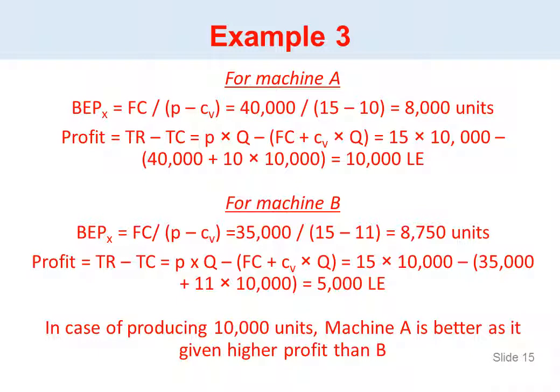At the upper part of the slide here is the profit for machine A. Total revenue minus total cost. You find out at production quantity 10,000 that you are going to gain a profit of 10,000. In the case of machine B, you find it is 5,000. By this, it means machine A is better than machine B.